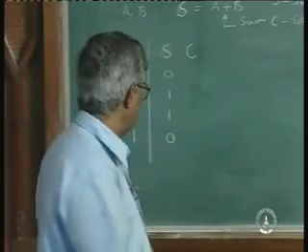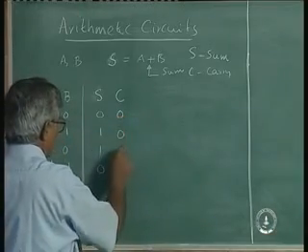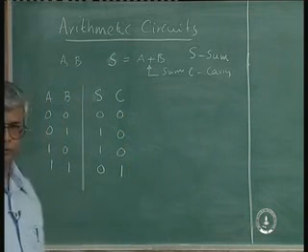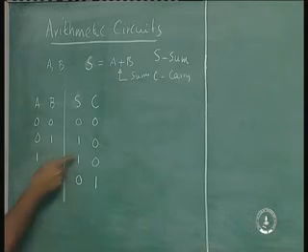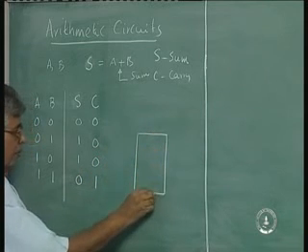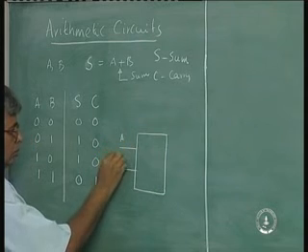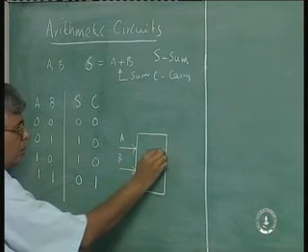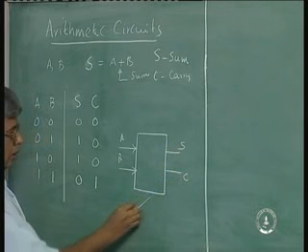So I need a carry which is only 1 in this case, and in all other cases it is 0. Isn't it? The simple adder. So I have two inputs and two outputs. So this is going to be my adder circuit with two inputs A and B, two outputs S and C.